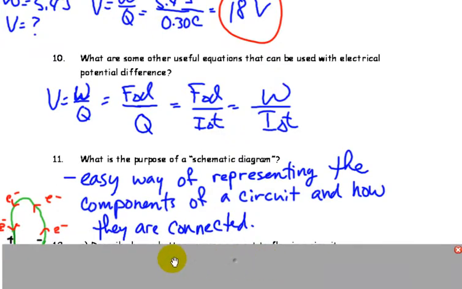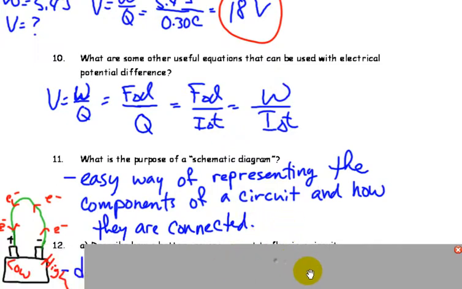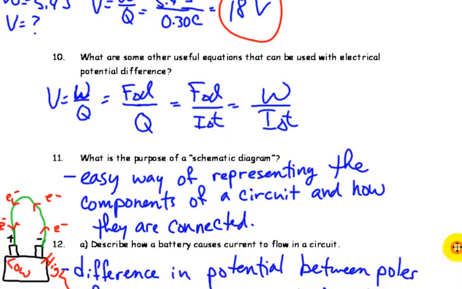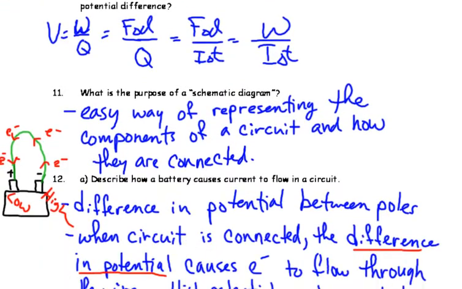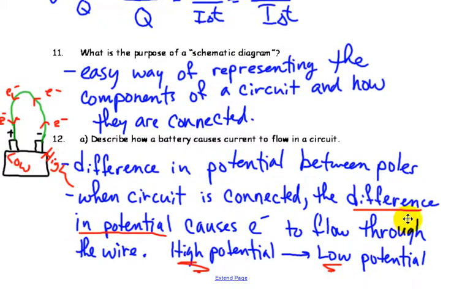Okay, the last part of this now, we'll look at schematic diagrams leading up into the next booklet. What is the purpose of a schematic diagram? Easy way of representing the components of a circuit and how they are connected. And describe how a battery causes current to flow. It has to do with that idea of one region having an electron surplus, one region having an electron deficit, and those electrons would be repelled from that surplus area to the deficit area, from negative pole to positive pole.